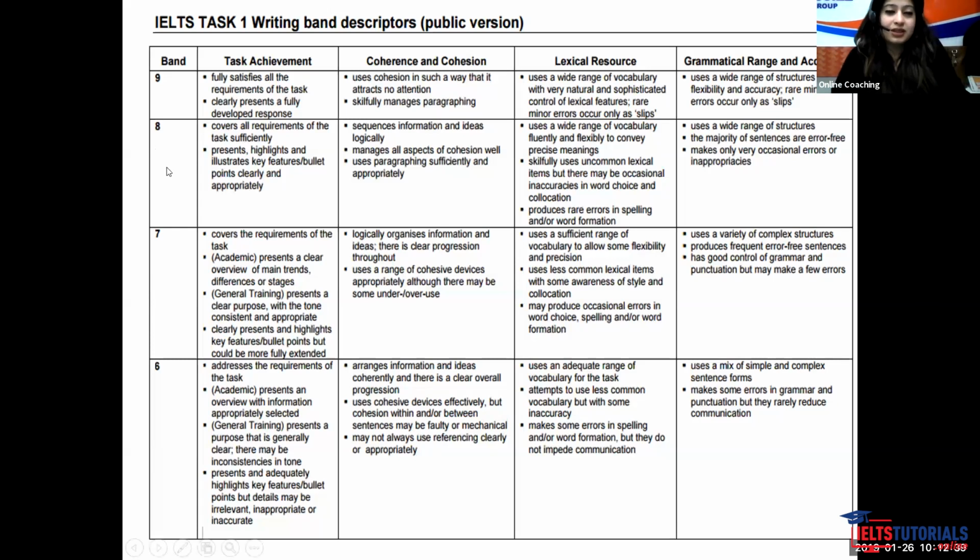Okay, so again, let me explain how your graph is tracked. There is task achievement, there is coherence and cohesiveness, lexical resource, and grammatical range and accuracy.